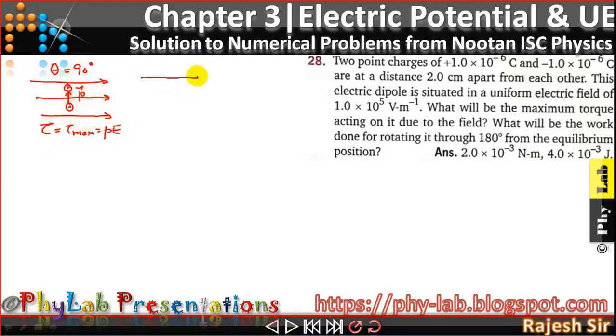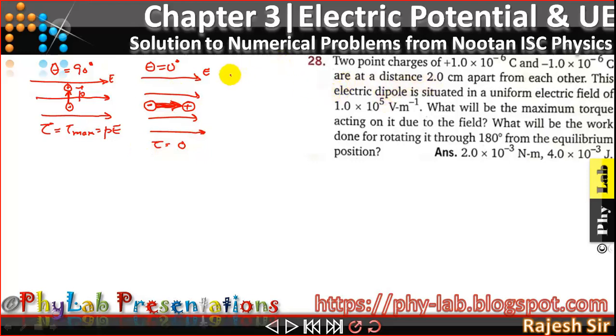Now if I place a dipole in such a manner that the dipole moment is parallel to the electric field. This is the dipole moment, okay friends, and this is the electric field, so you can see the dipole moment is parallel to the electric field. So theta is 0 degrees, and then the torque experienced is 0.